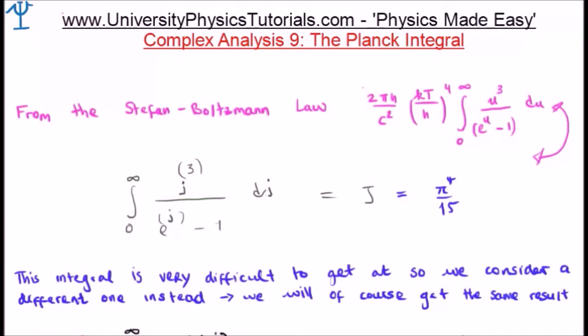Now, I don't want to get bogged down in this. We have a heap of constants at the left hand side, and I've done a change of variables from x to u, and the integral we're really looking at here is the integral from 0 to infinity of u cubed divided by e to the u minus 1, integrated du.